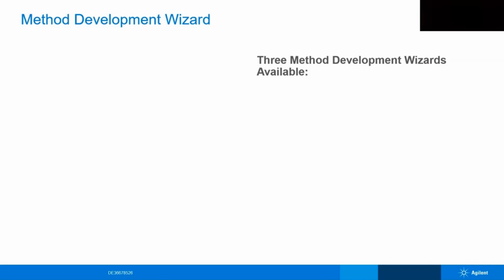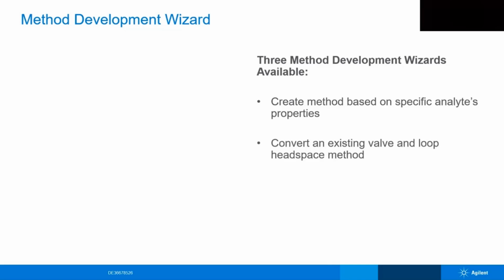So as I mentioned, we have 3 method development wizards available. So we'll elaborate a little more on those. As I mentioned, the first wizard will create a set of parameters based on a specific analyte's properties. So we know what the boiling point is of our analyte, and we want to build our method around that property.